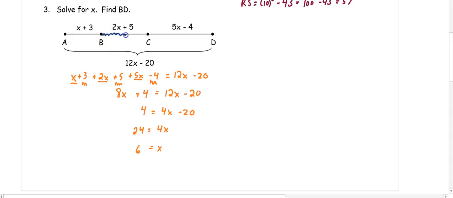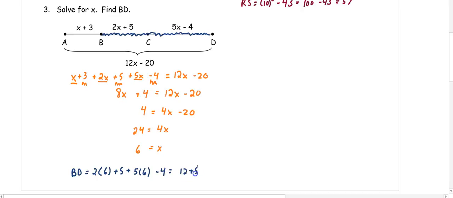So this entire length represents BD. So I need to substitute into both pieces. So BD is equal to 2 times 6 plus 5 plus 5 times 6 minus 4.